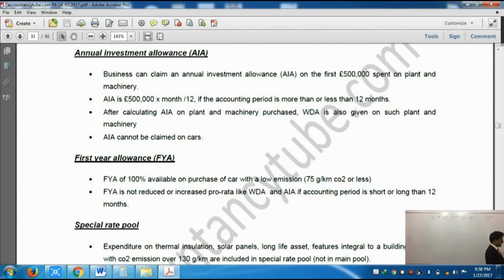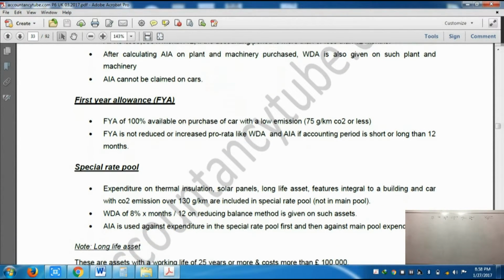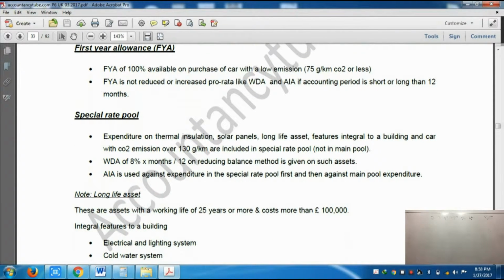Right? After that, there is something called first year allowance. Now the first year allowance, as you can see, it says in the name. So first year allowance is 100% available on the cars with low emission of 75 grams or less. I told you we've already seen benefits in employment income. So in employment income, we will have to pay more tax if our car is less environment friendly. Like that in here as well. So if your car is 75 grams per kilometer or less CO2 emissions, then you will get 100% first year allowance.